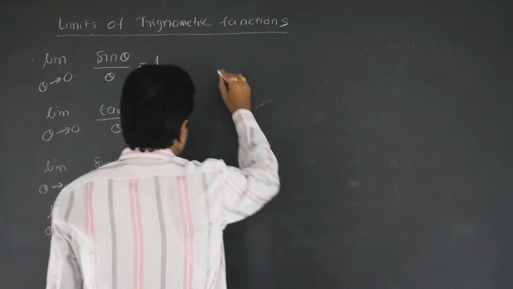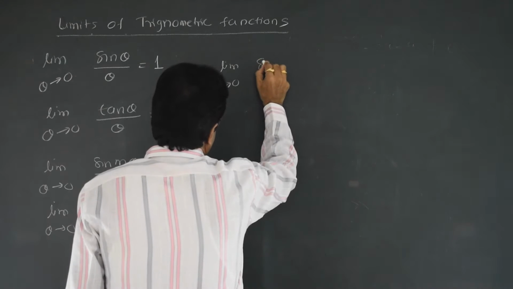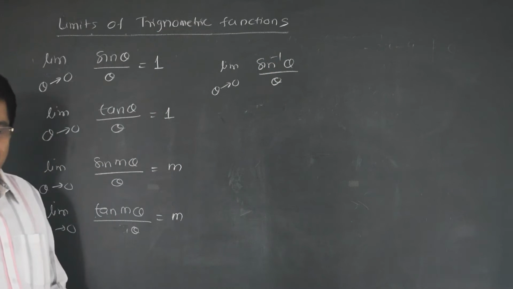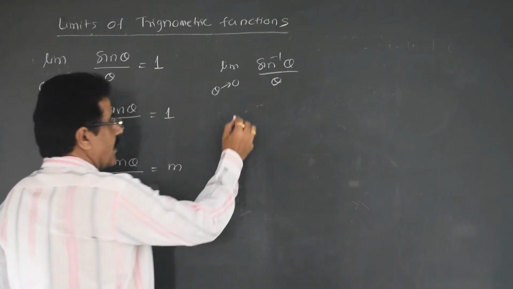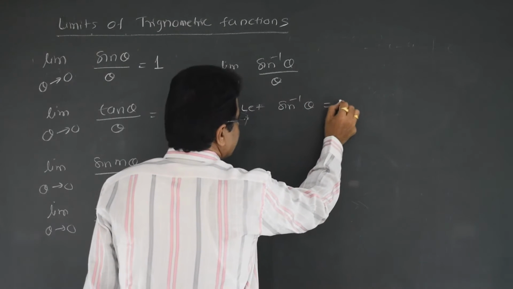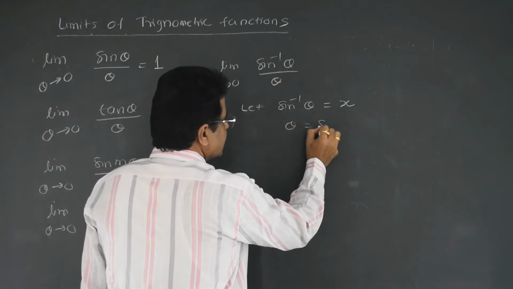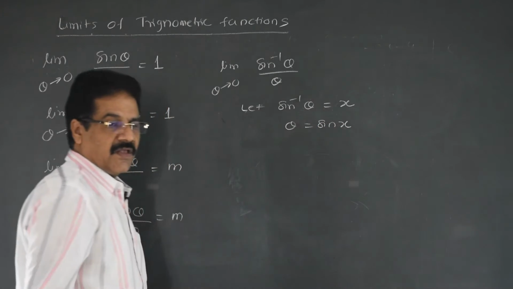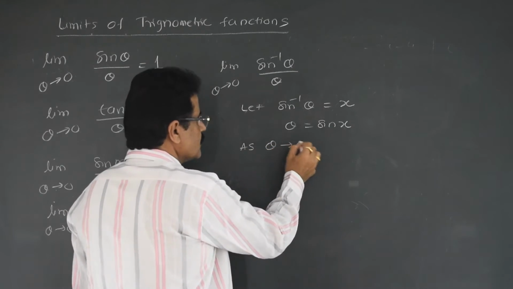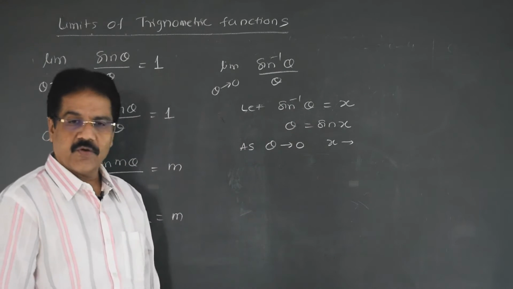If I take limit as theta tends to 0 of sine inverse of theta upon theta, we can use this concept once again. Let us assume that sine inverse of theta is equal to x. So ultimately we can say that theta is equal to sine x. You can also change the limits as theta tends to 0. What about x? You know that sine inverse of 0 is 0.